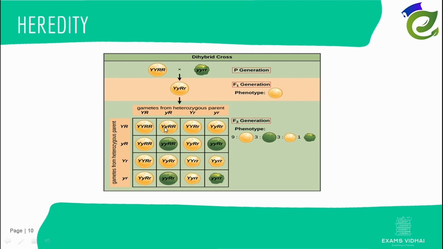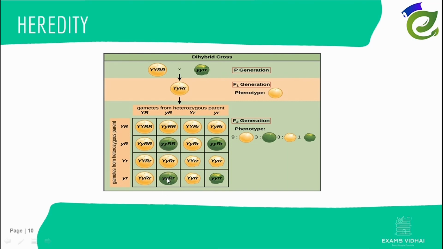Capital Y, small y. As dominant is present here, it will be showing yellow color. And round is again capital R. As dominant is R here, it will be showing capital Y, yellow color and round shape. Now coming to this one here, what happened here is it has two small y's. Yellow is not dominant here, hence it shows green color. Whereas for round shape, it has capital R and capital R. It has round as dominant, so it shows green color and a round shape.